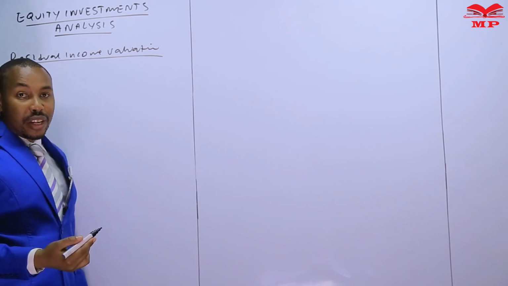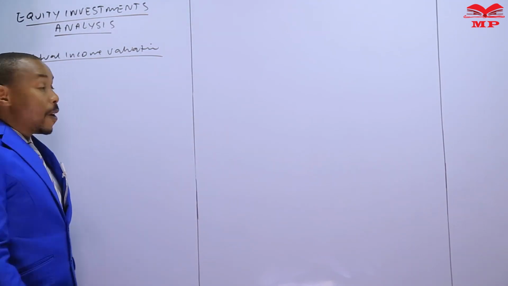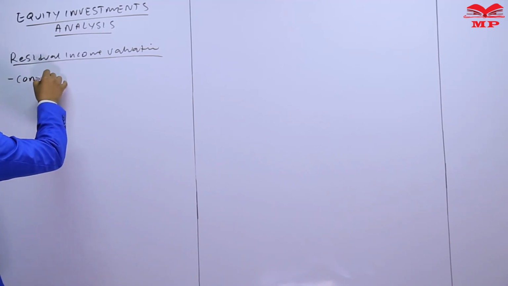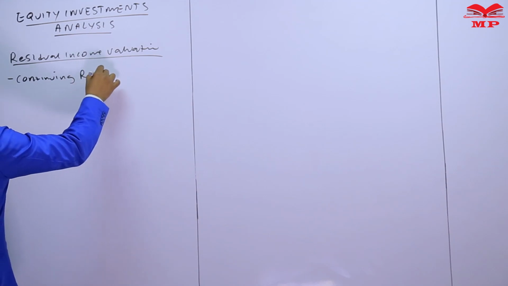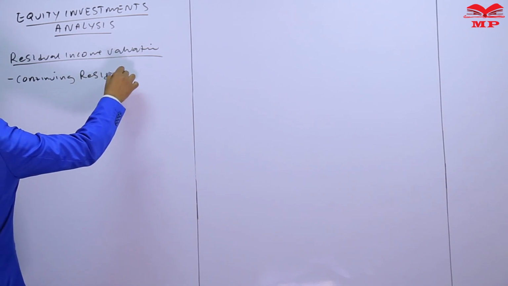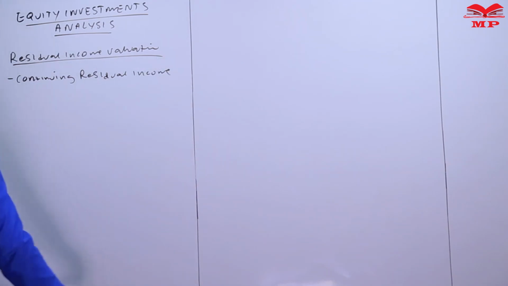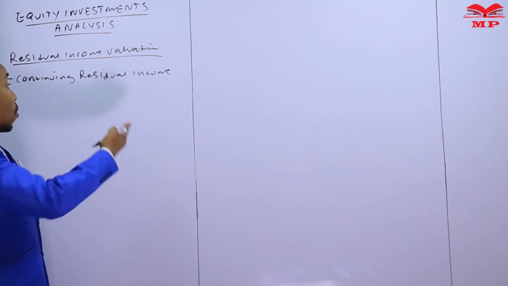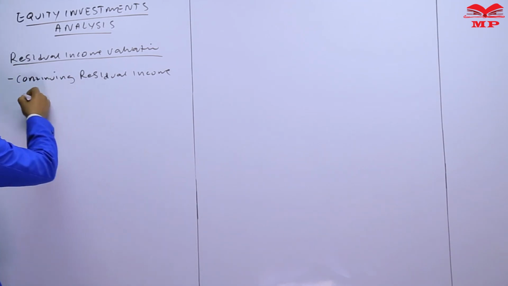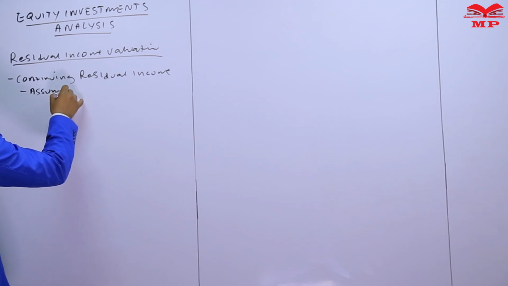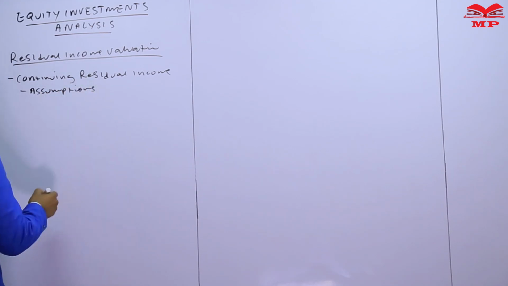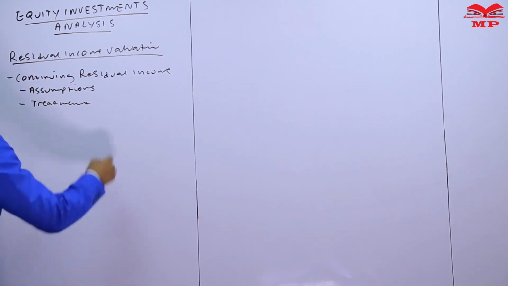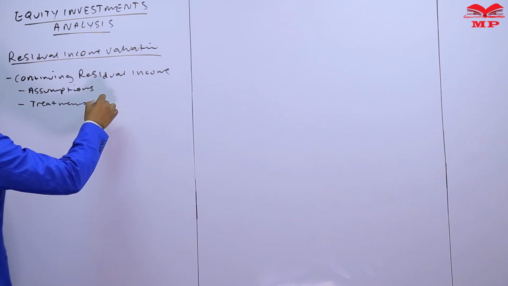What we'll look at in this lesson is the continuing residual income, and that is when the present value of future residual income is expected to continue into the future. How do we treat that? So we'll be looking at continuing residual income, and more specifically, we will look at the assumptions that fall under the continuing residual income. We will also look at the treatment there, and then we will look at an example.